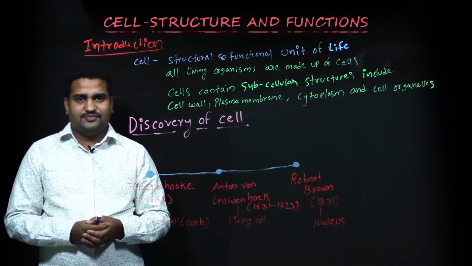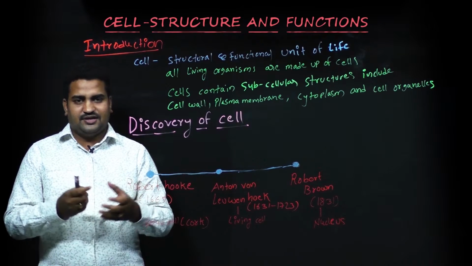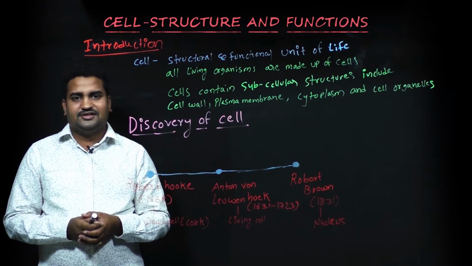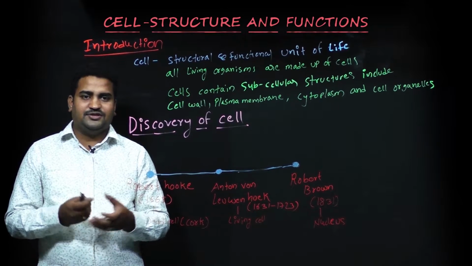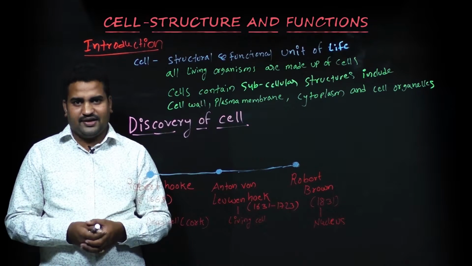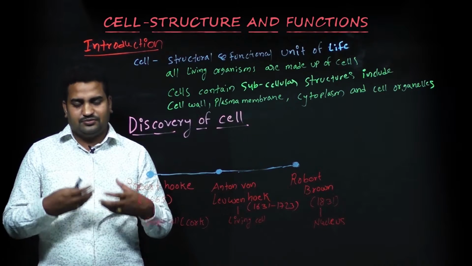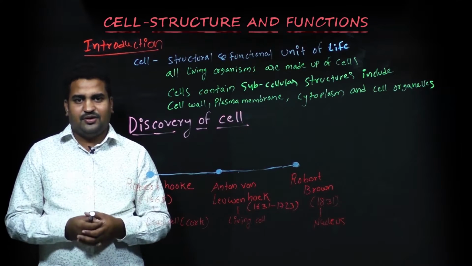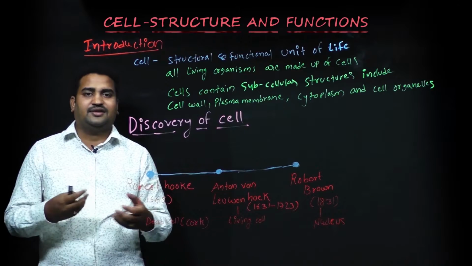So some organisms, they are restricted to single cell. These are called single celled organisms. And some organisms, they contain different cells. These are called multicellular organisms. In multicellular organisms, some cells together form tissue, some tissues together form organ, some organs together form organ system, and some organ systems form organisms.